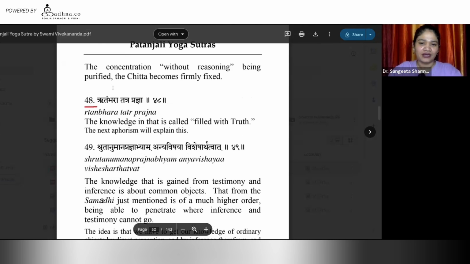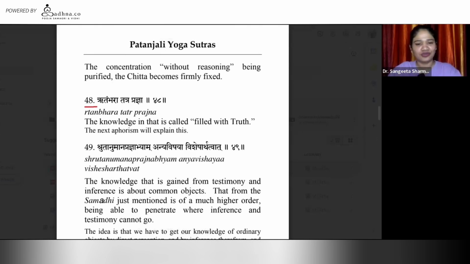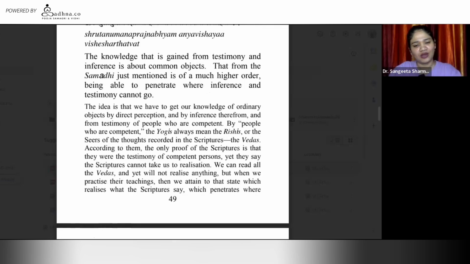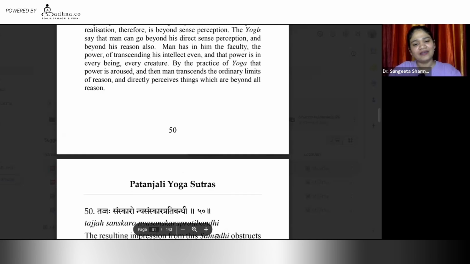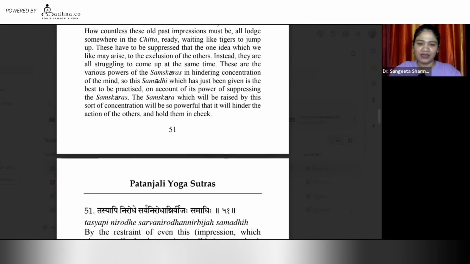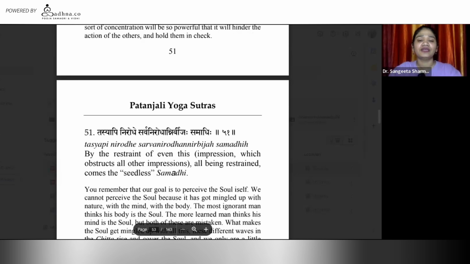Now, Ritambhara Pragya, you get this beautiful Pragya filled with truth. The 49th Sutra is talking about Ritambhara Pragya only, and the 50th Sutra is also about Ritambhara Pragya. And now Patanjali thought, if somebody gets Ritambhara Pragya, what will happen when you know the eternal truth? If I ask you the same question, what will happen if you know the reality?